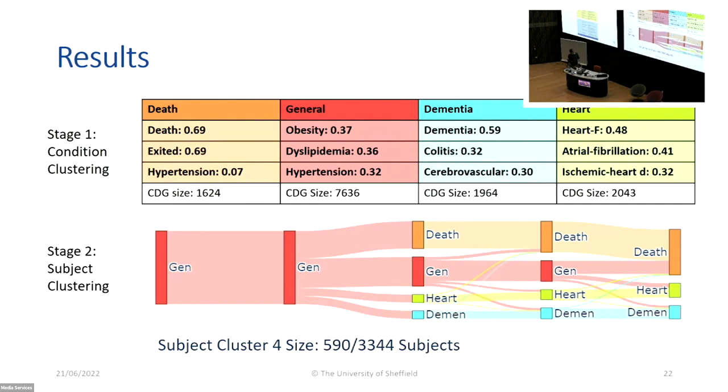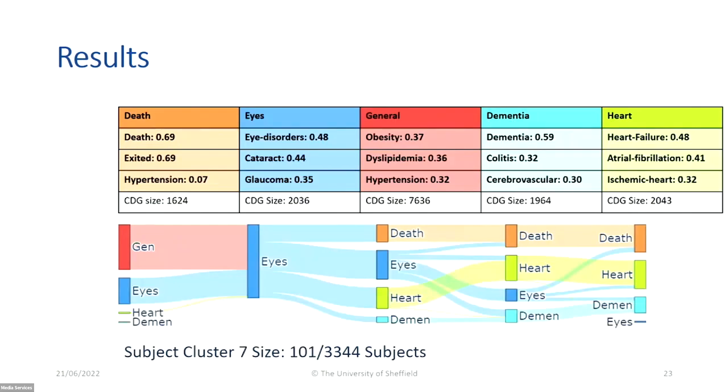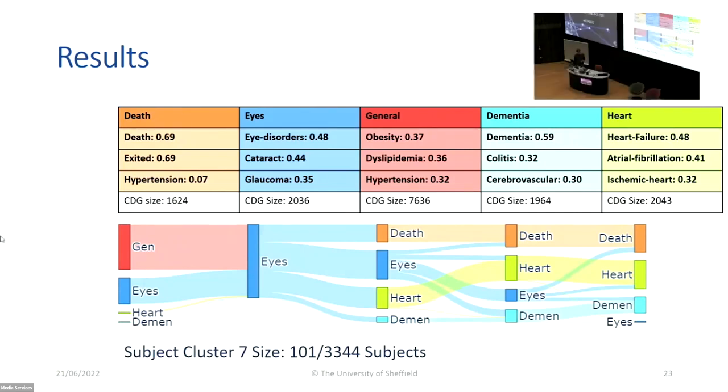The results of the second stage of the pipeline are the final subject clusters. This diagram represents how this specific cluster of 590 subjects transitions between these disease groups over the entire observation period. This is another example of a different cluster with more disease groups. There's the previously mentioned eye conditions, and again, the transitions between the 5 time points.